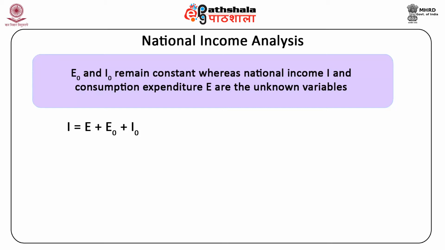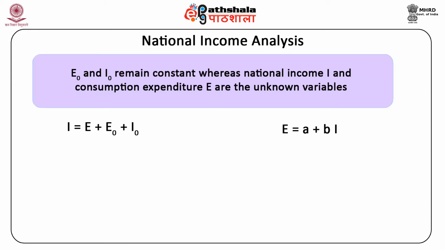Also, the consumption expenditure E and national income I are directly proportional to each other. Hence, they can be related by means of a linear function of the form E is equal to A plus BI, where A and B are constants representing the autonomous consumption expenditure and the marginal consumption propensity, respectively.